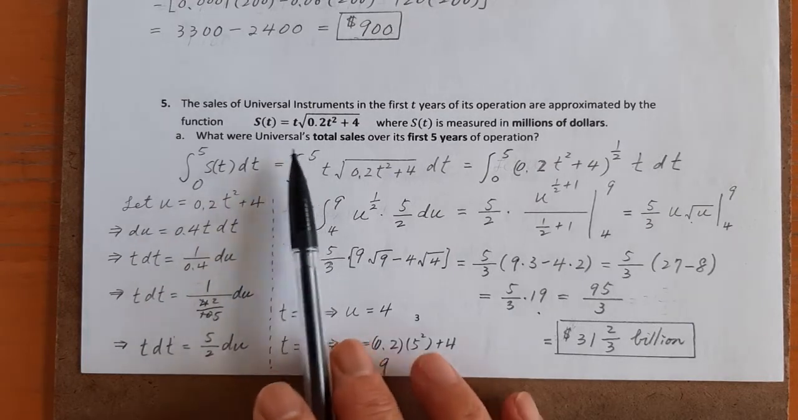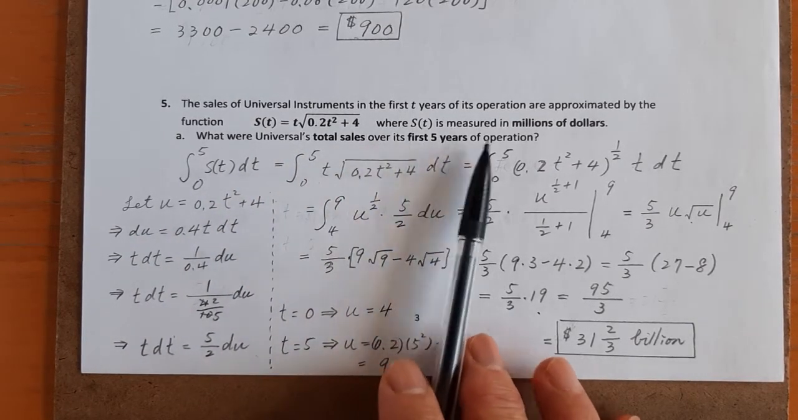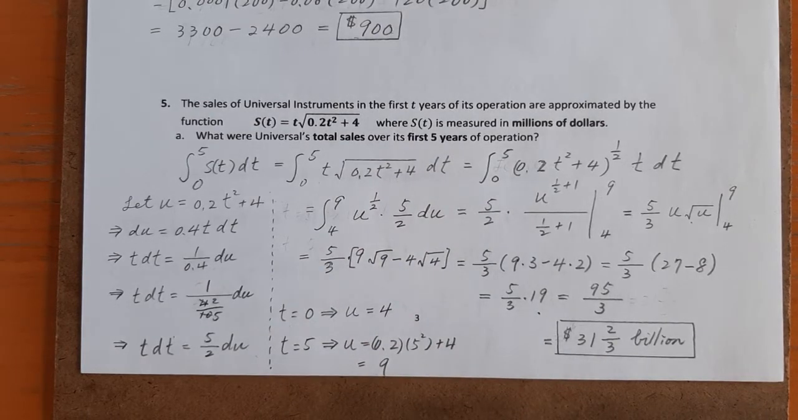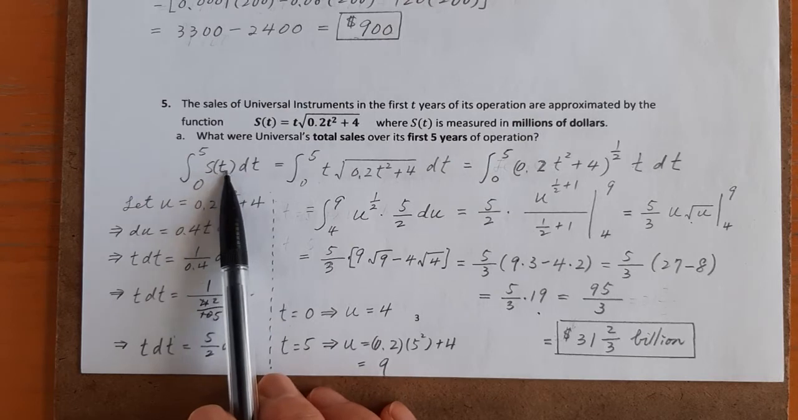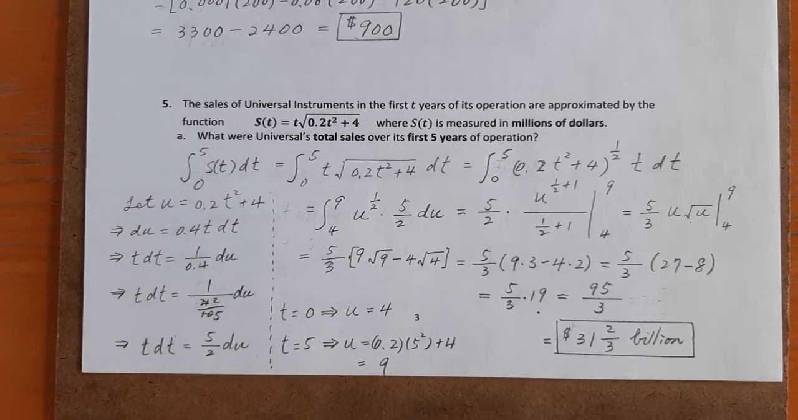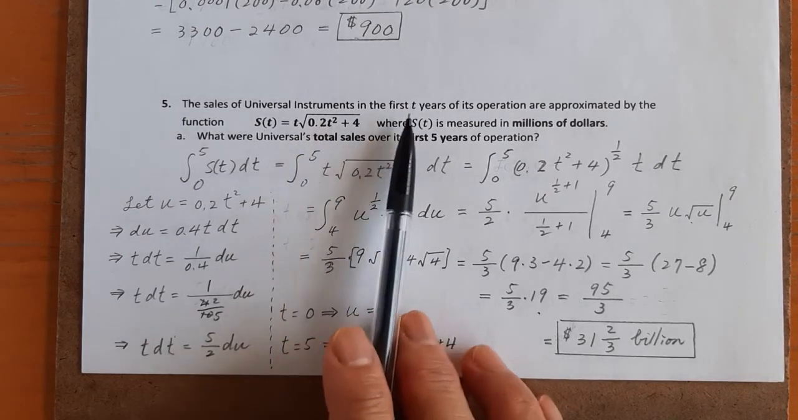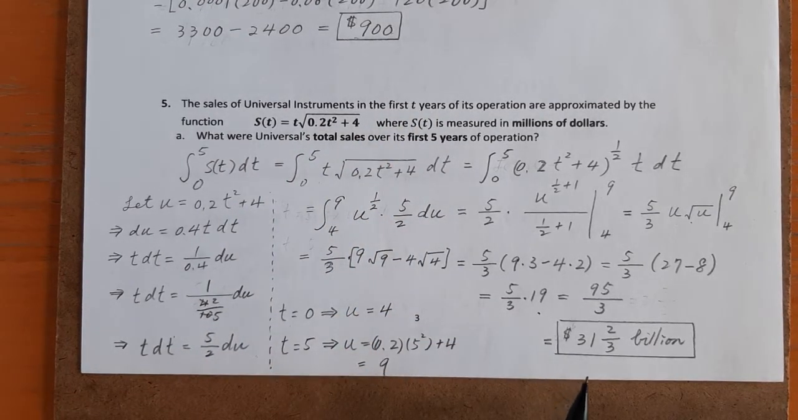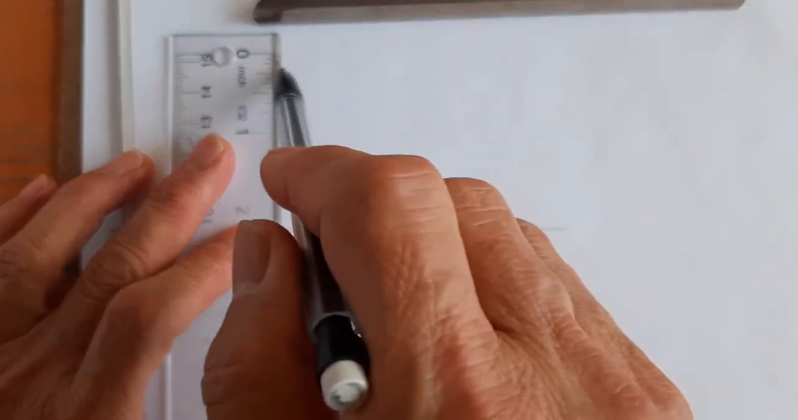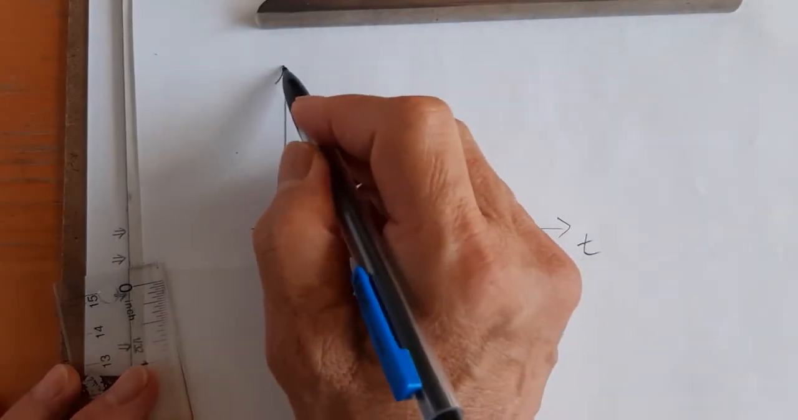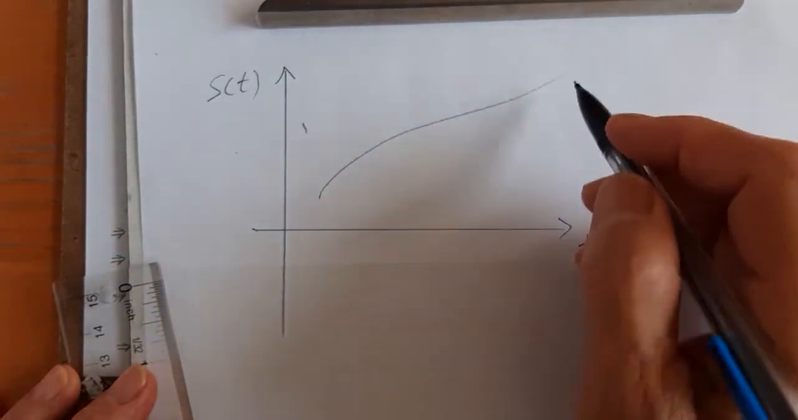And what will be the Universal's total sales over its first 5 years of operation? So it's going to be the first 5 years. The first 5 years is the integral of S of t dt from 0 to 5, the sum of it. Because t is in years, it depends on t. So take the integral, it's the sum over t. Here this is t, and here is S of t. Then this is the S of t function.